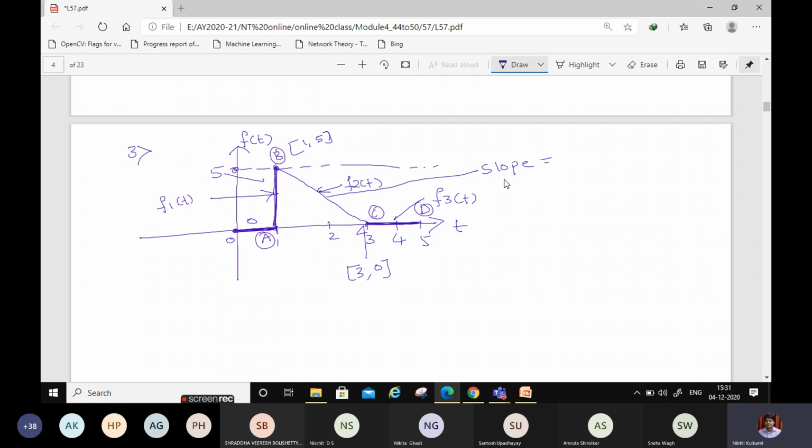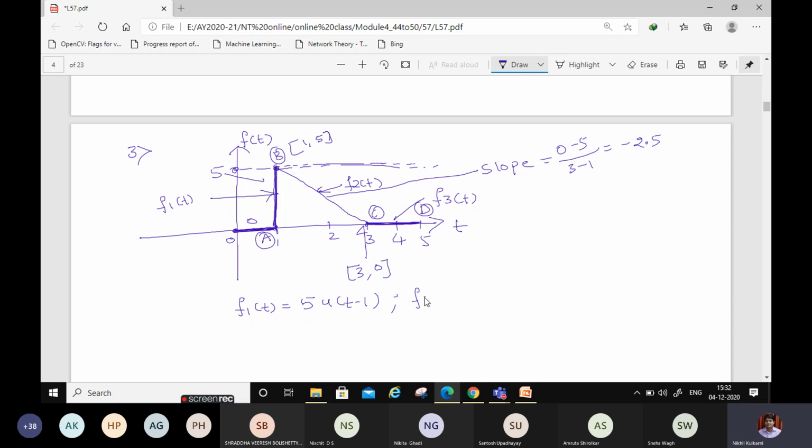Slope will be how much? y2 minus y1, 0 minus 5 divided by 3 minus 1, minus 2.5. This is the slope of this line. But what is f1 of t? f1 of t is a unit step signal which started at 1 and ended here itself. So it is like a unit step signal. So how we can write this unit step signal? It is having a magnitude of 5 which starts at t equal to 1.